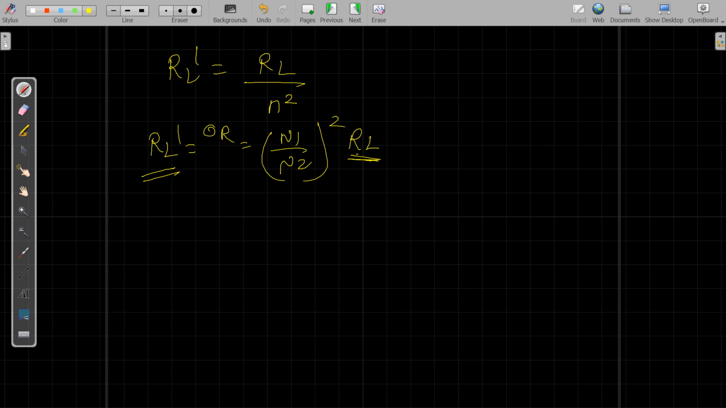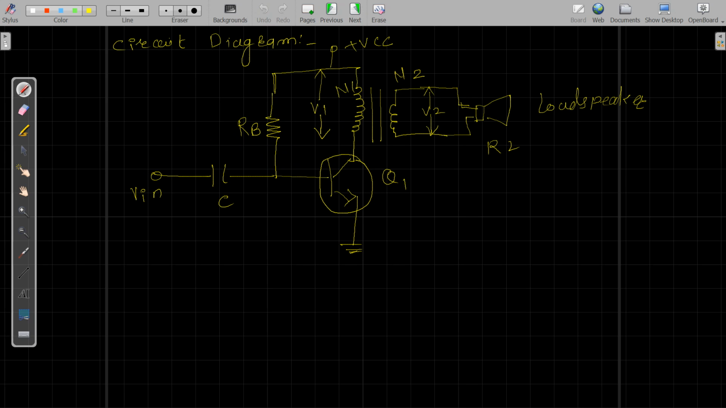So now with this basic, let us start with the transformer coupled class A power amplifier. This is the circuit diagram of the transformer coupled class A power amplifier. As it is an amplifier, we are going to apply the AC input here to the capacitor, and then we have used a fixed bias circuit in a CE configuration, and at the output I am going to use my transformer. That's the reason I call it a transformer coupled class A power amplifier, and the output of that is given to the loudspeaker. And we know that the transformer is used as a step down transformer, with the turns ratio N2 by N1.